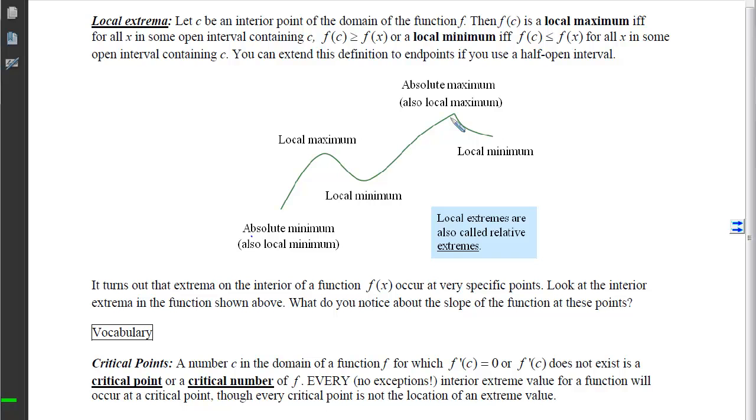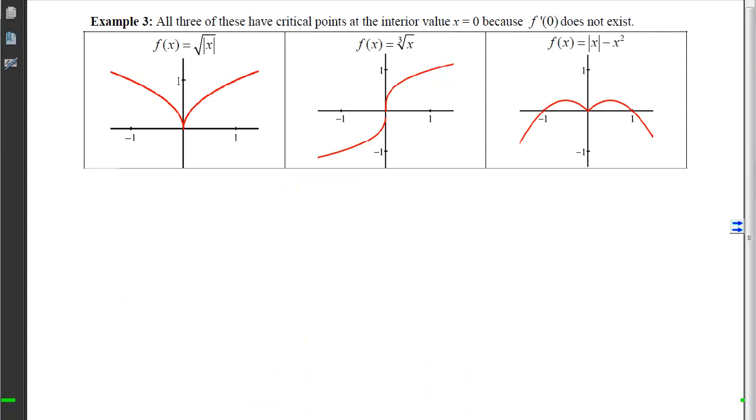If we're trying to find all the maxes and mins so that we can sketch a function, we only have to look at the places where the derivative is 0 or the derivative does not exist, as long as we're on the interior of the domain. If we look at example 3 here, again we have pictures.